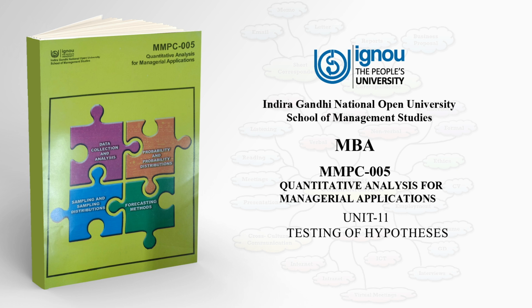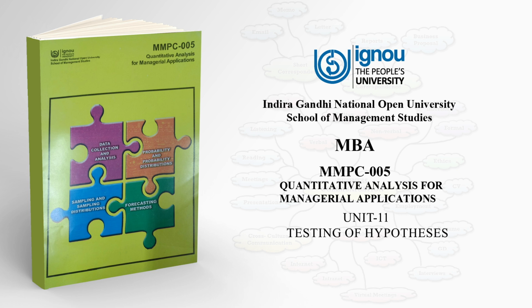Now let's summarize the unit. In this unit, we have learned how tests concerning statistical hypotheses can be designed and used. A statistical hypothesis is a statement about a population parameter or about a population distribution. As these tests are conducted on the basis of evidence thrown up by a sample, errors cannot be totally eliminated.